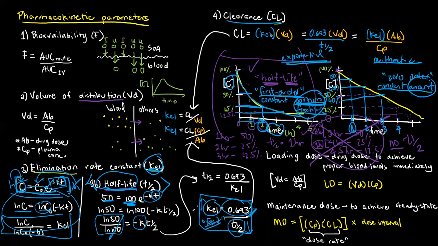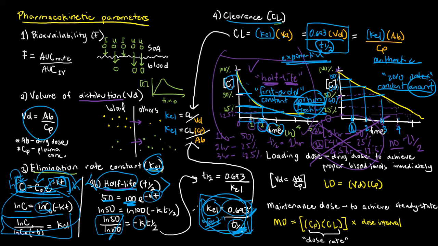Now, with that said, I color coded KE in blue and VD in orange because we would remember that KE has its own formula right here, if the half-life is given, and volume of distribution also has its own formula if you know the particulars, which are the AB and CP. Now, if we expand KE, our clearance formula would look like this. You can use this formula if the half-life is given.